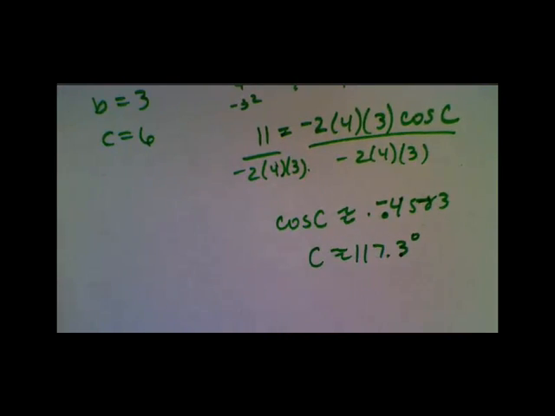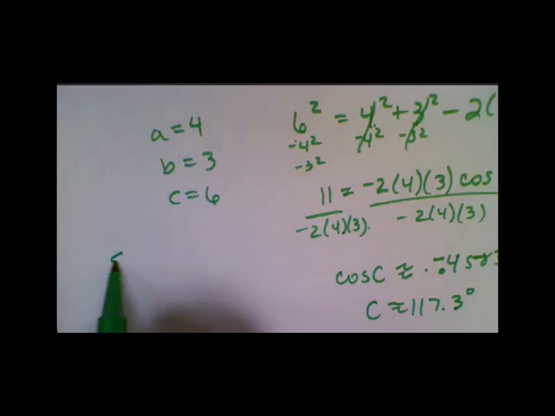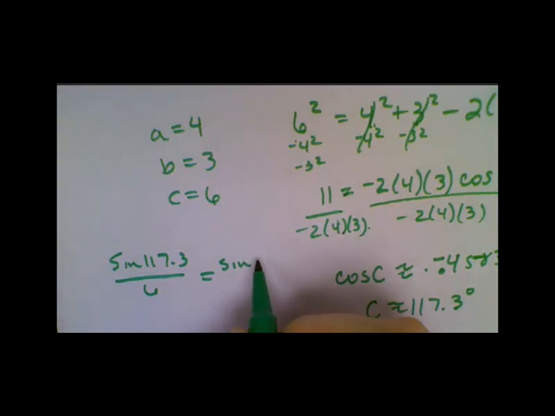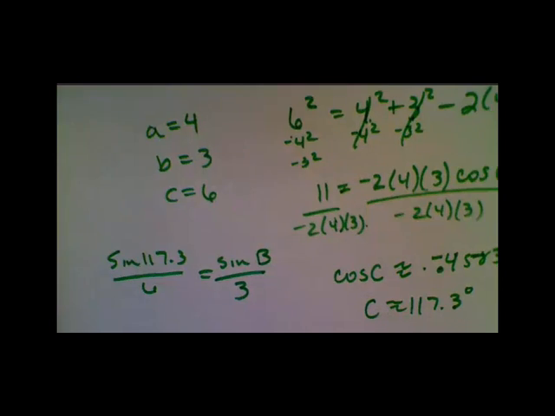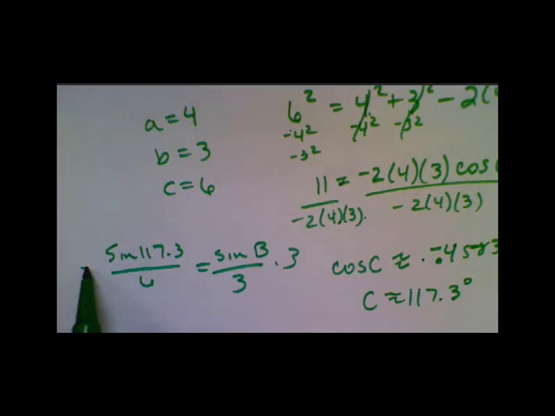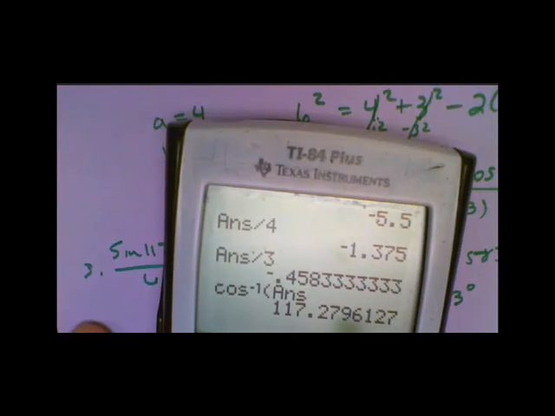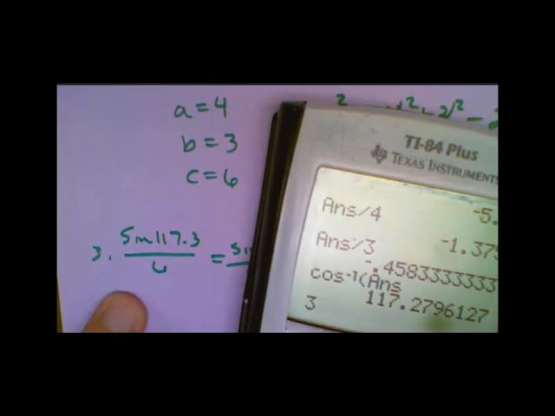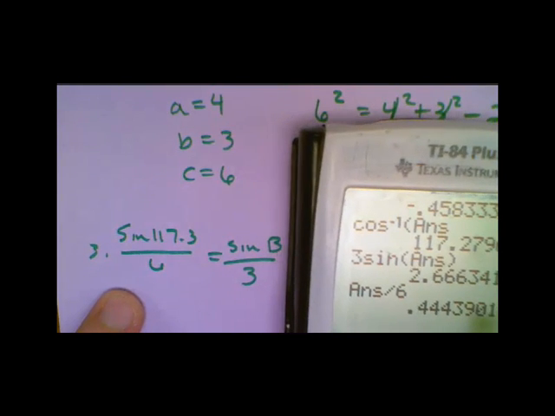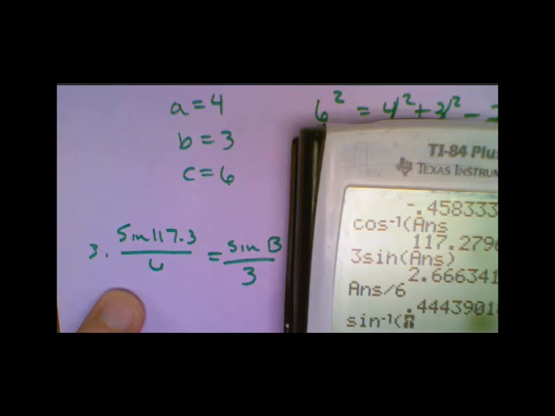Once you have angle C, now you can use law of sines, and you can say the sine of 117.3 is to 6 as the sine of angle B is to 3, and I can solve for angle B. It doesn't matter now because you already have the obtuse angle. How do I do that? I'm just going to multiply by 3. I take 3 times the sine of that answer, divide that by 6. So I get the sine of B is equal to 0.4444. So I hit second sine of my answer.